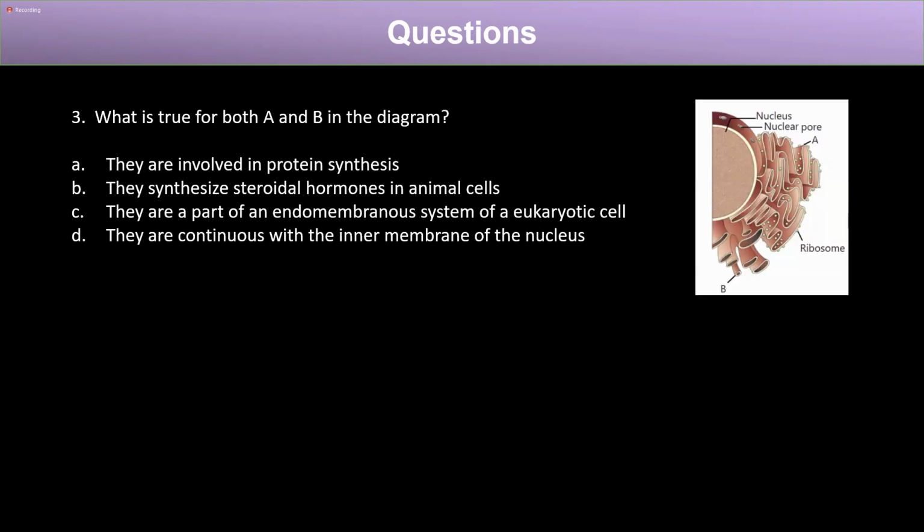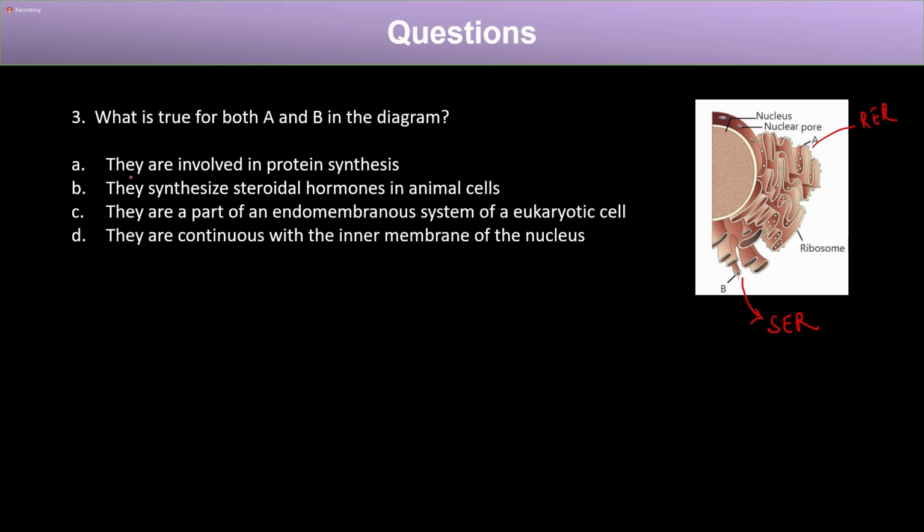Now, the third question is, what is true about both A and B in the diagram? In this diagram, A is representing rough endoplasmic reticulum, and B does not have ribosomes, so it is tubule shaped. It is another type of endoplasmic reticulum, that is smooth endoplasmic reticulum. So what is true about these?